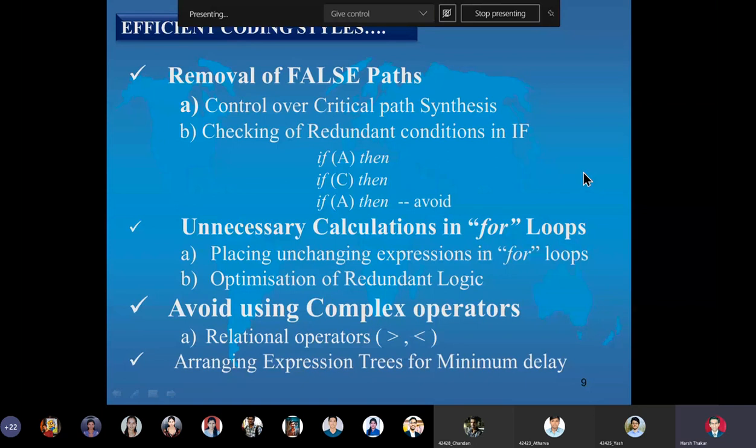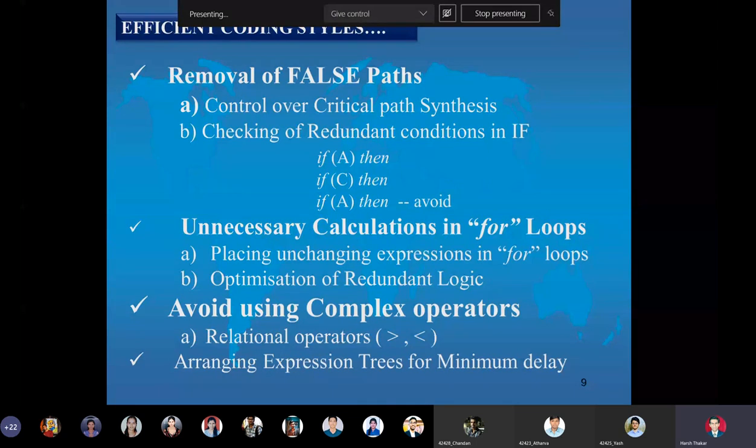Okay, so when we talk about coding efficiently, it means the following things. First is removal of false paths. Okay, removal of false paths. That means under that we have control over critical path synthesis and checking of redundant conditions. I told you that redundant conditions should be avoided within the logic. So for example, if I am writing inside: if A then do something, if C then do something, and again if I write if A, what happens? Already I have defined what action is to be taken if A has some value. And if I repeat this same condition, it is actually called redundancy. So redundancy has to be avoided.